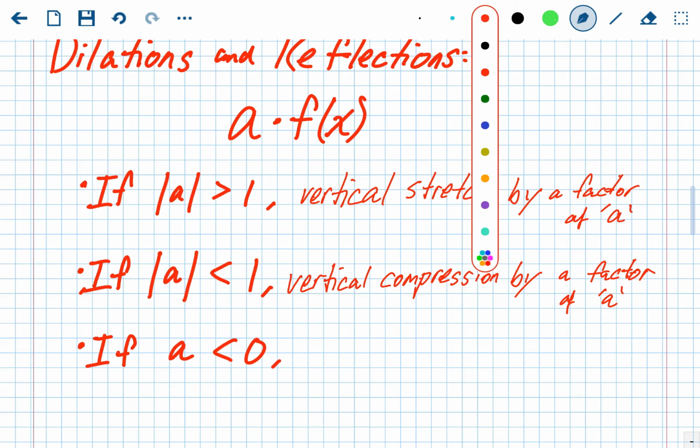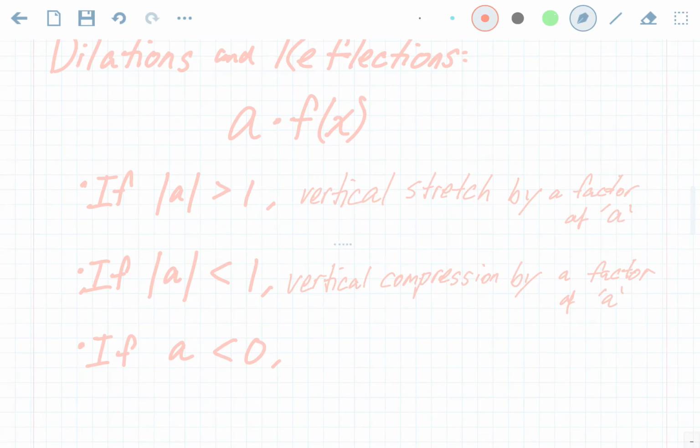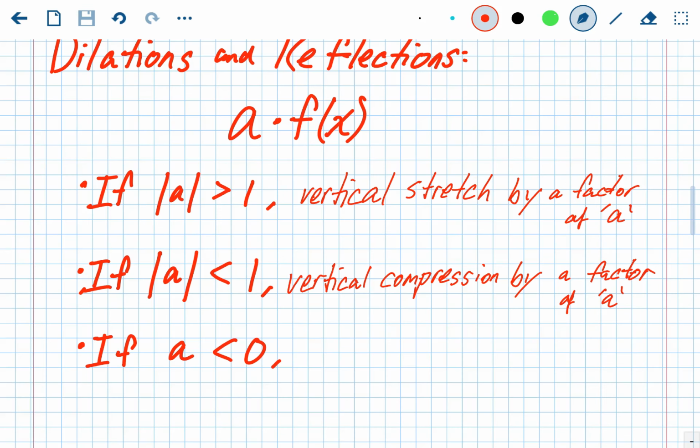All right, and lastly, we already kind of know this. If your a value is negative, okay, in a parabola, in a quadratic, if your a value is negative, it opens down. Same thing for all of these. Instead of saying opening up or down, we say if your a value is negative, it reflects over the x-axis.